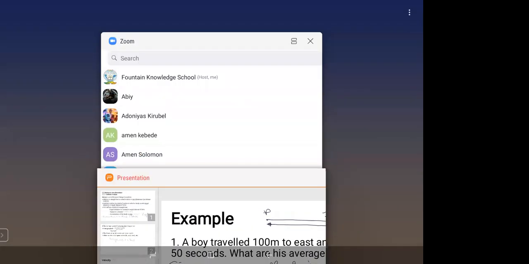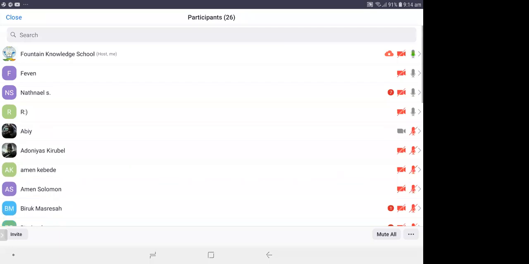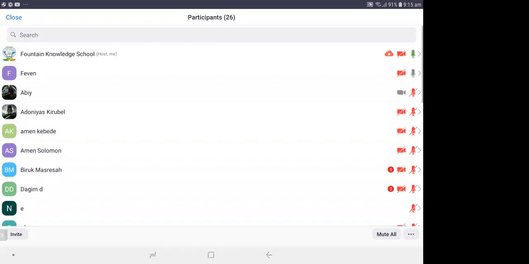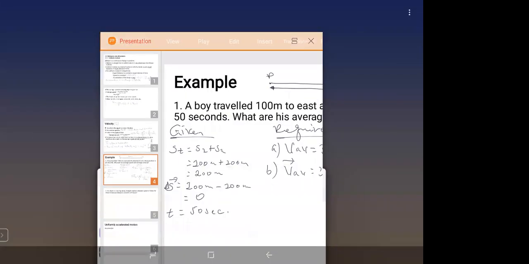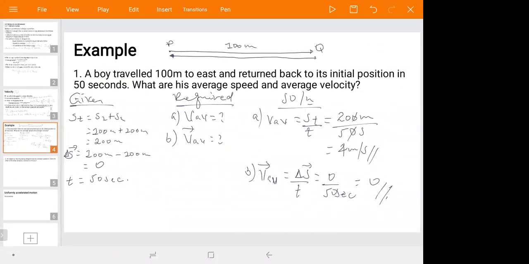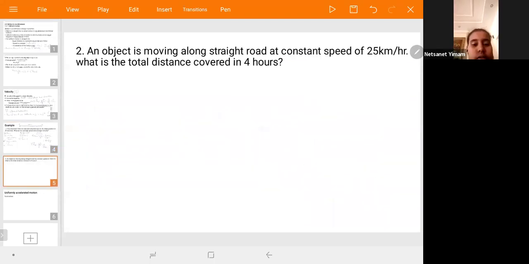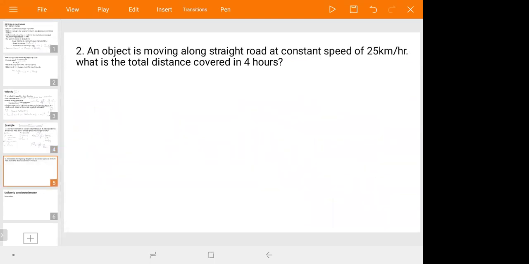Therefore, you must know the difference between velocity and speed. If one question is given to you, you can calculate its speed as well as its velocity. Do you have a question on this point? No. Okay. Let us see question number 2.